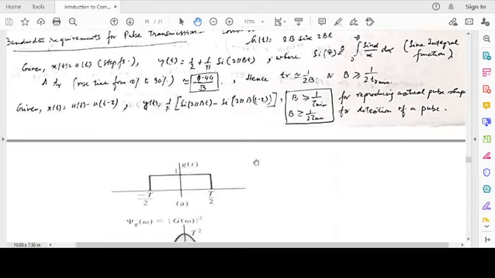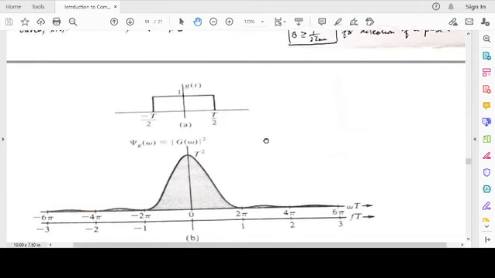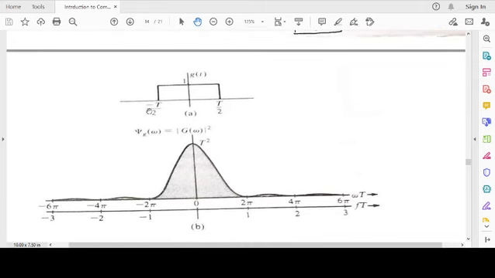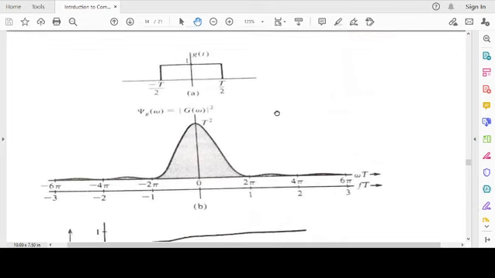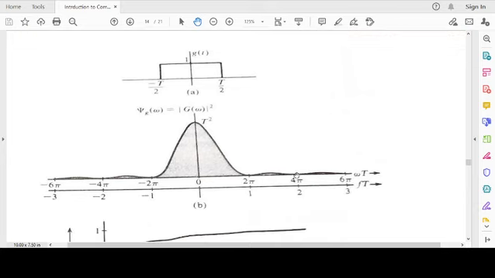Let's see a few examples. Here we have the ideal pulse from minus tau by 2 to tau by 2. Its frequency response looks like this.